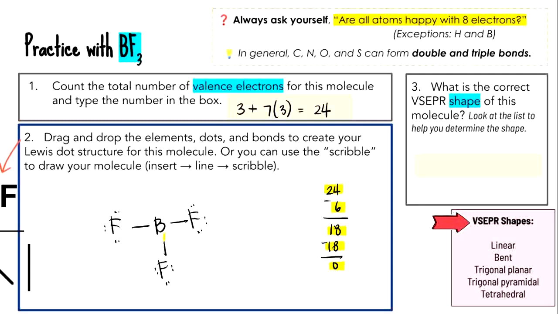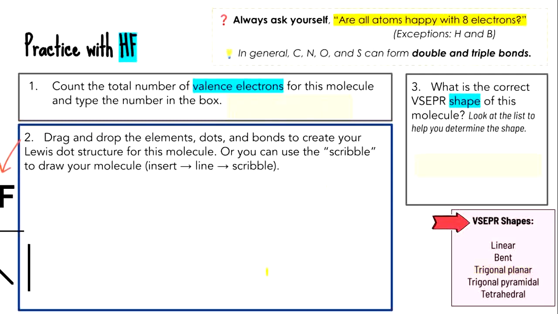Yes. Again, if your drawing looks a little bit different, where your fluorine is on top instead of on the right side, that's okay. So what shape is this? It's a trigonal planar shape because it doesn't have any lone pairs. Go ahead and try HF. Play the video when you're ready to check your answer.